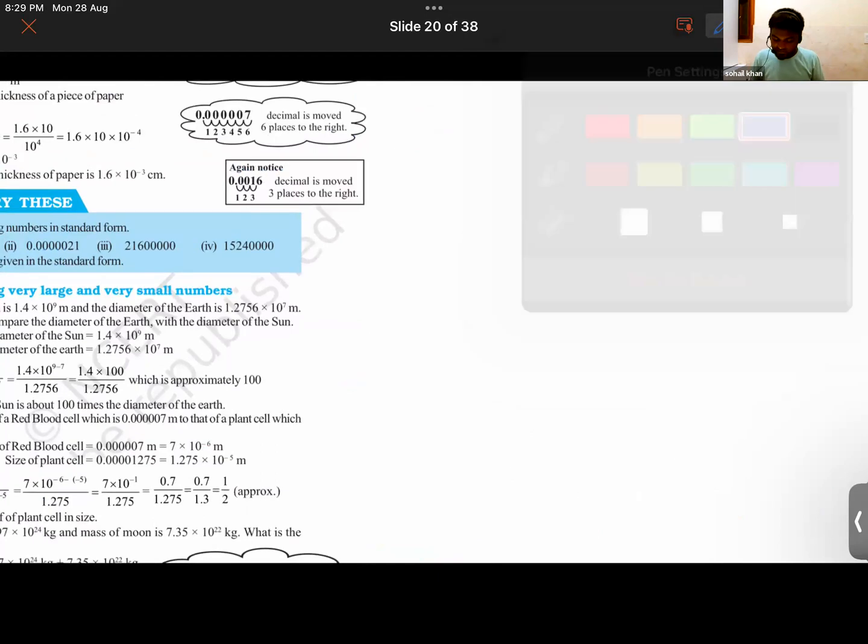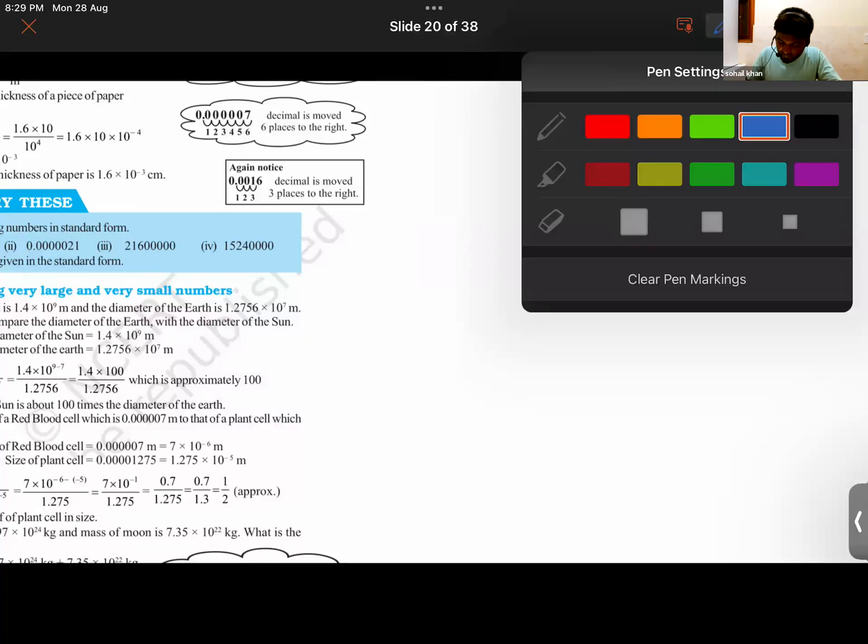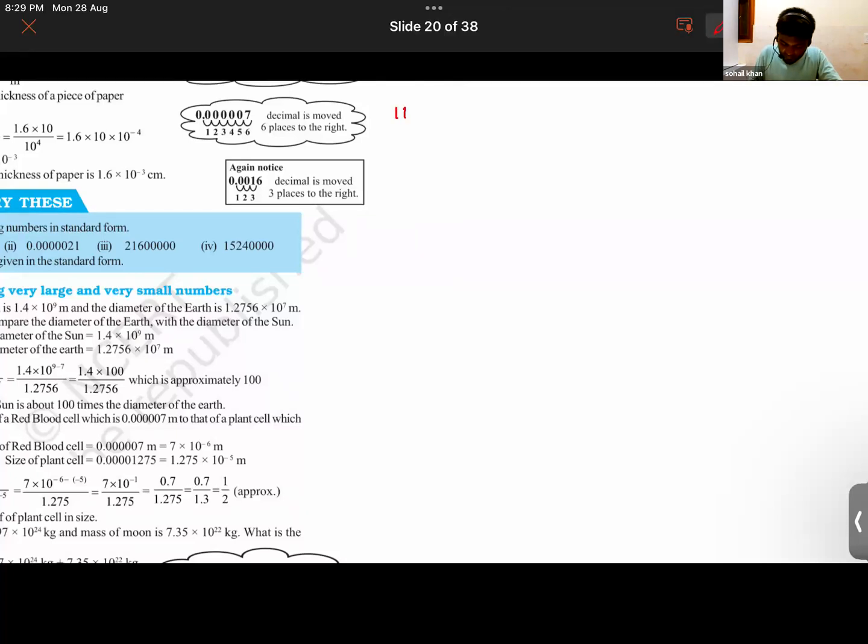And the third one, Arham, will you please repeat your answer, dear? I have done it again. It is 2.16 multiplied by 10 raised to the power 7. Okay, so that was the number here. 1, 2, 3, 4, 5, 6, 7. 2.16 into 10 to the 7. Yeah, that is correct here. Yes, sir.